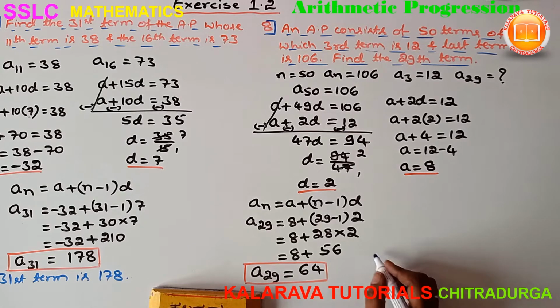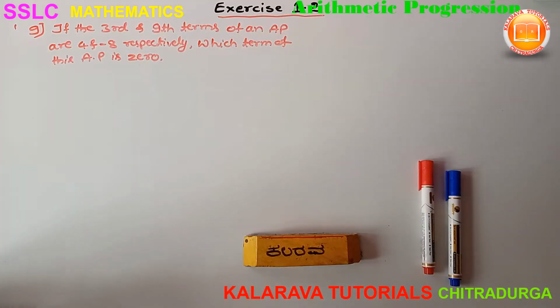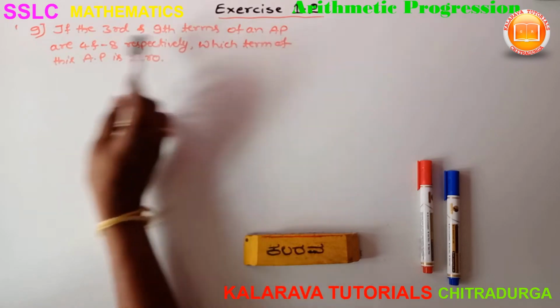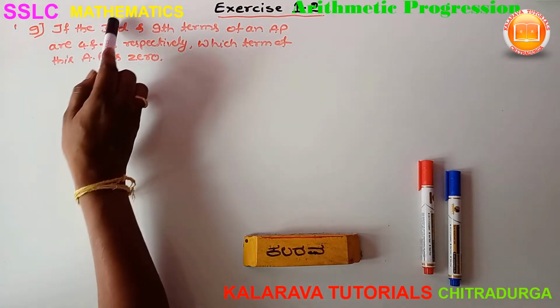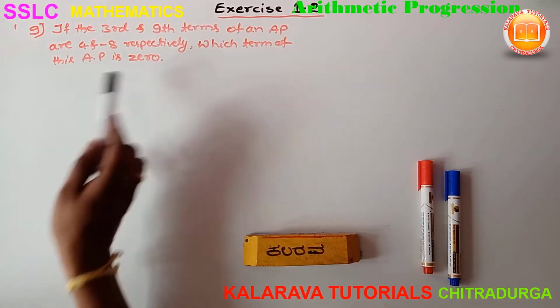Here we write 29th term is 64. So now we see the ninth problem. If the third and ninth terms of an AP are 4 and minus 8, third term is 4, ninth term is minus 8, and which term of the AP is 0?